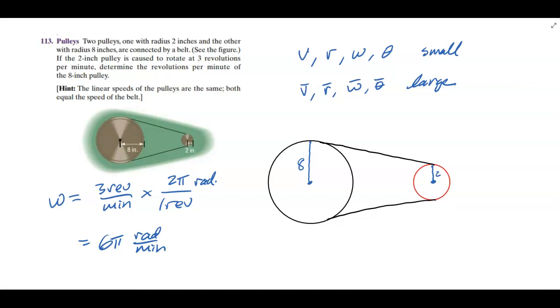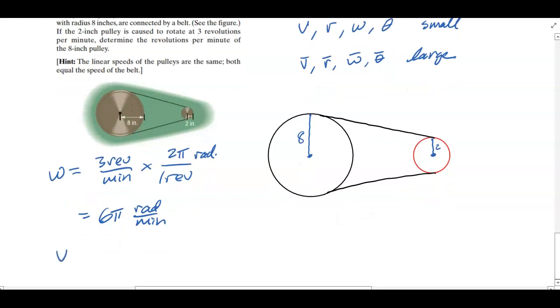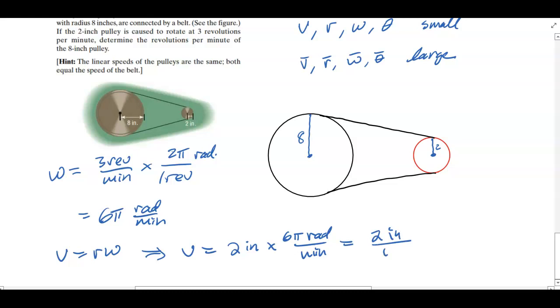All right. So if W is 6 pi radians per minute and the radius is 2, then we know that V is RW. So this means that V must be 2 inches times 6 pi radians per minute. And so V is 12 pi inches per minute. Remember, for velocity, you don't include the radians. All right, now we have that for the small one.